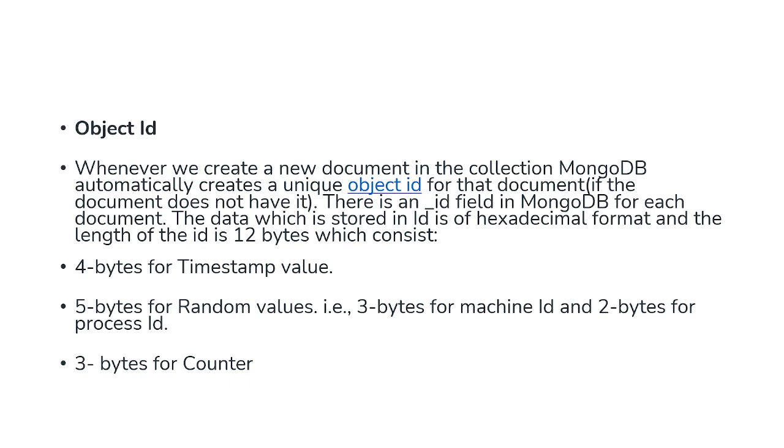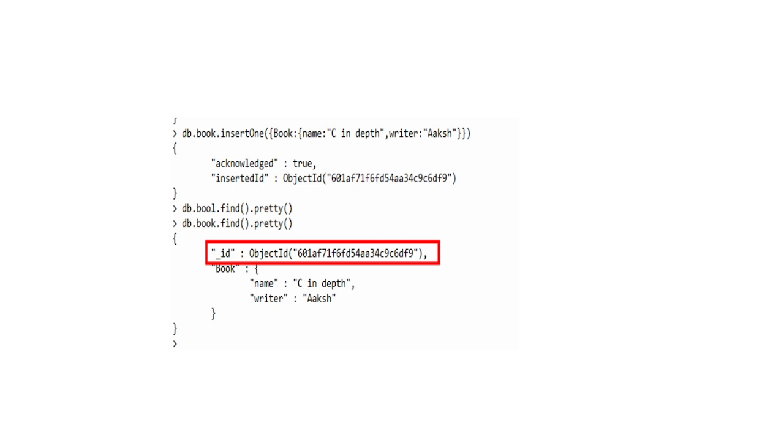Now the object ID. To retrieve the data for a particular person, the object ID is used here as a key value. For each and every document, MongoDB automatically creates a unique object ID. It has a 12-byte length: 4 bytes for the timestamp value, 5 bytes for random values. In that 5 bytes we can separate it into 3 and 2, 3 bytes for the machine ID and 2 bytes for the process ID, and 3 bytes for the counter value. This is the object ID. It will be created by MongoDB itself.